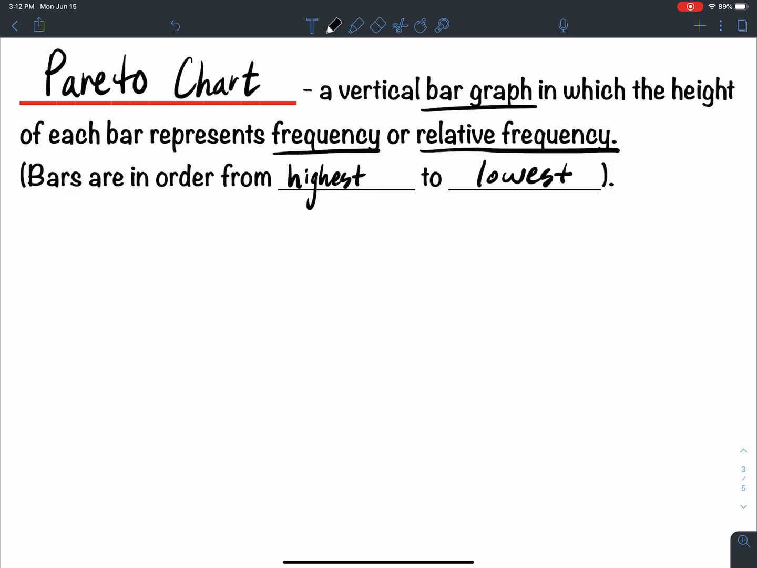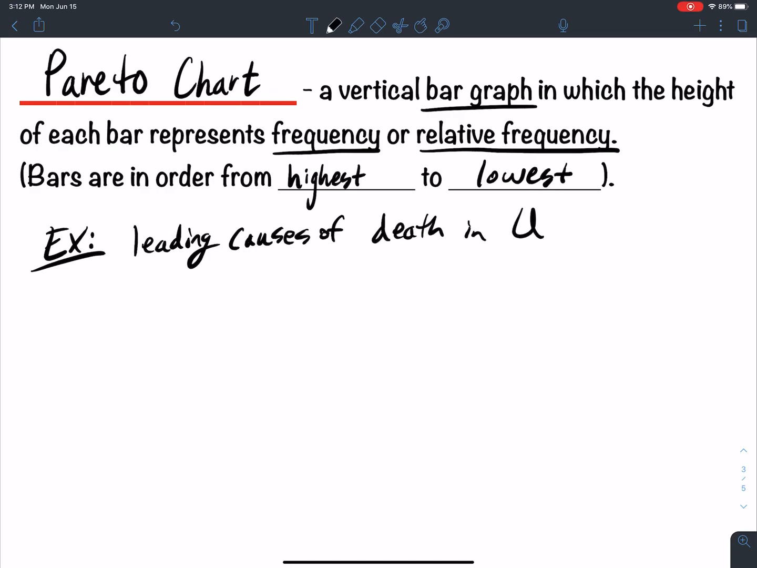So the example we use here is the leading causes of death in the U.S. So accidents, 140,000 deaths per year. Cancer, 600,000 people die from cancer per year.